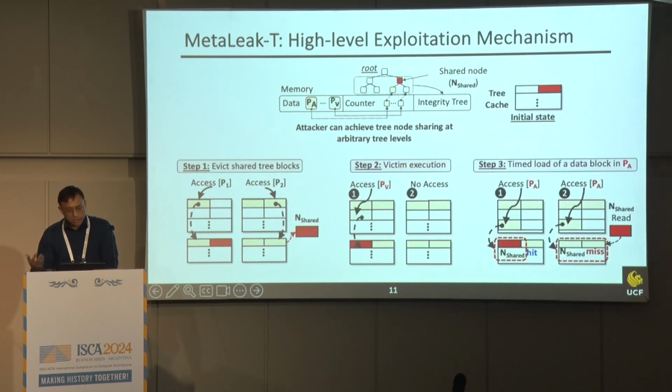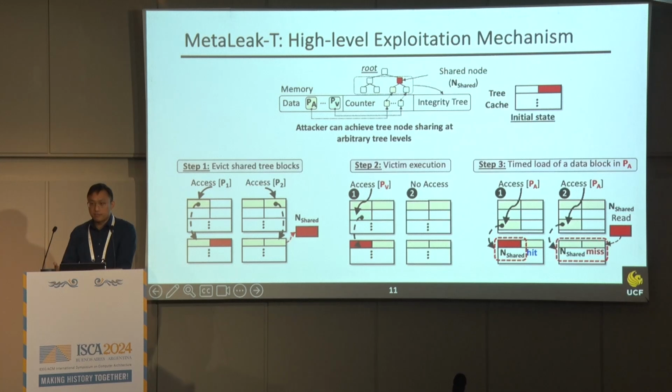The second step is we allow the victim to execute. The victim may have a secret-dependent access to a data block that may exercise the tree traversal for the integrity tree metadata and bring the specific shared tree load to the cache on chip if there is access. Otherwise, there's no such access. And the third step then becomes simple. The attacker now issues a timed load of the data block that shares this tree load for verification.